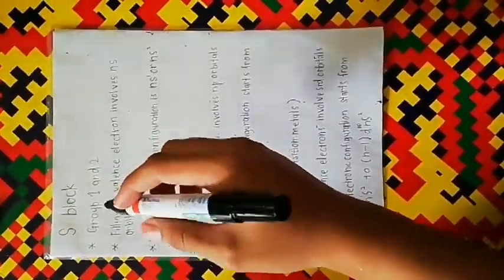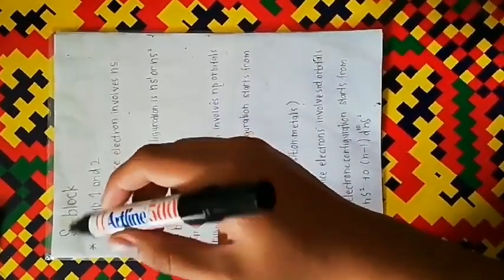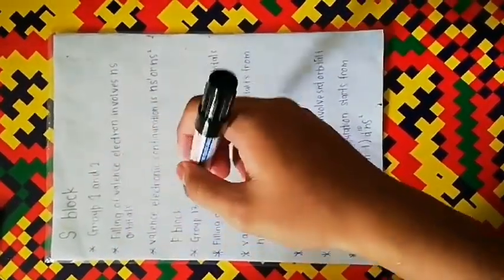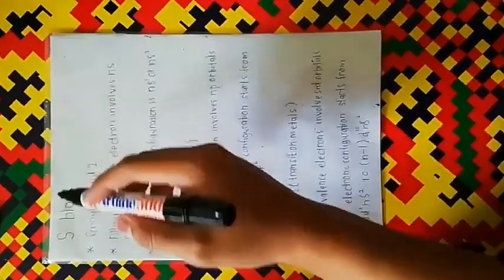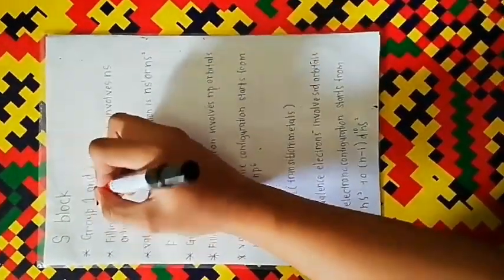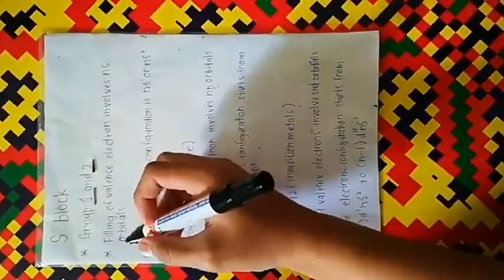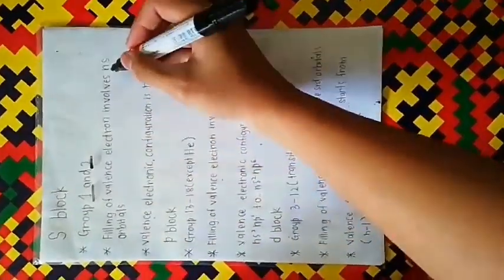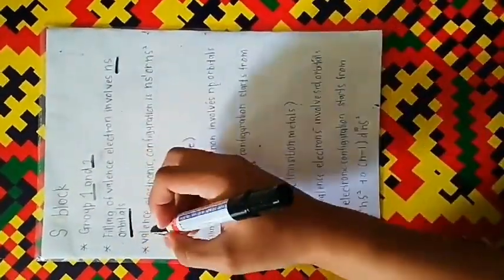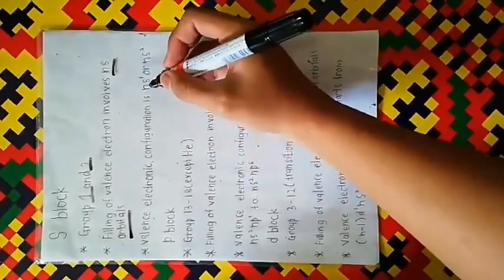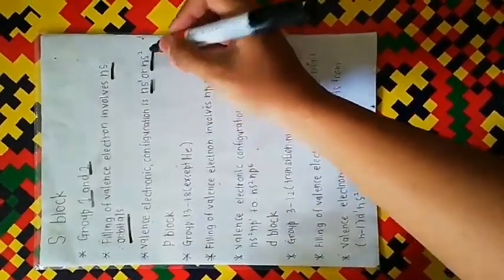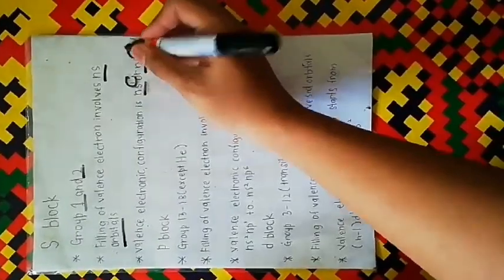So firstly, we need to know the S block, P block, and D block first. S block consists of group 1 and group 2, and filling of valence electron involved in S orbital, and the valence electronic configuration is NS1 or NS2 because it's group 1 and group 2.